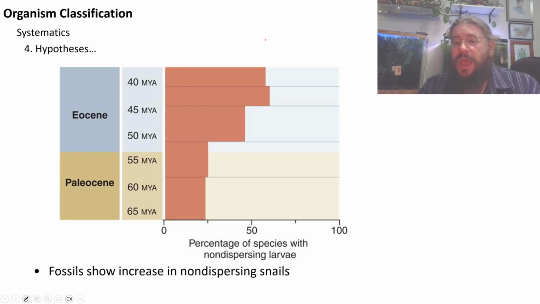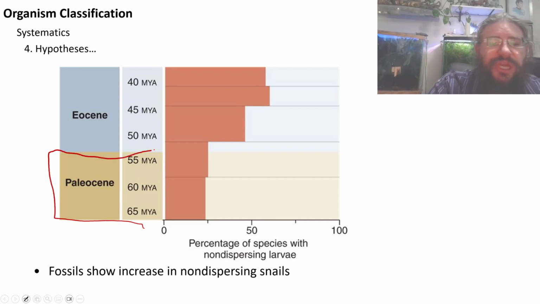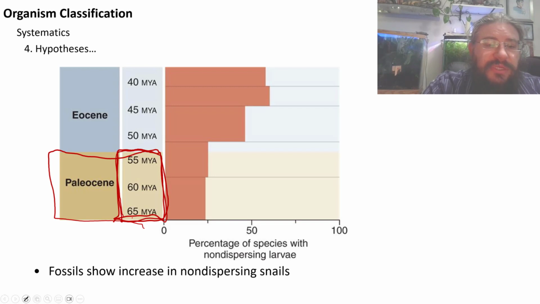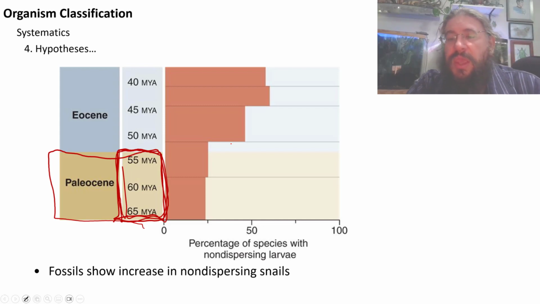Okay. So, you can do fun stuff with hypotheses on here with your phylogenetic trees. So you can look at the development of larvae in marine snails. So basically we have the Paleocene from just after the KT event, the meteor and volcanic activity and such that ended the dinosaurs. Paleocene is a period of 10 million years. And we saw that we have marine snails.